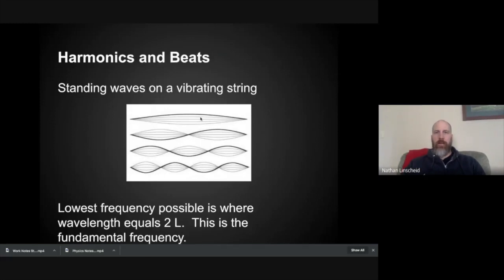So look at this top one right up here. This is half a wavelength because it's either a crest or a trough at any one time. And a wave has to have a crest and a trough. So we call this the fundamental frequency. This is the simplest standing wave that you can make on a vibrating string.